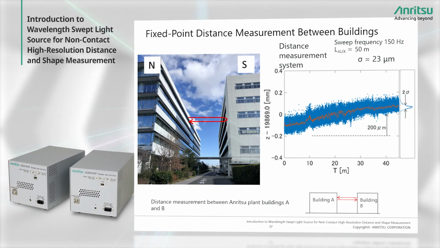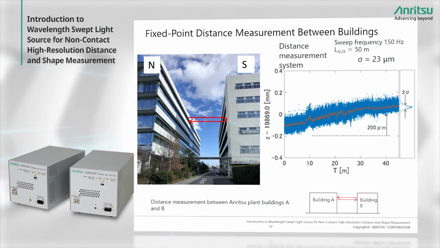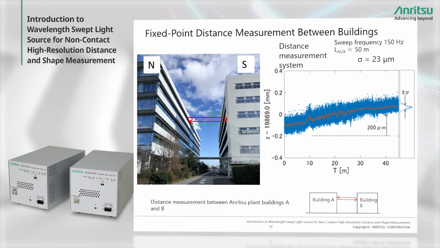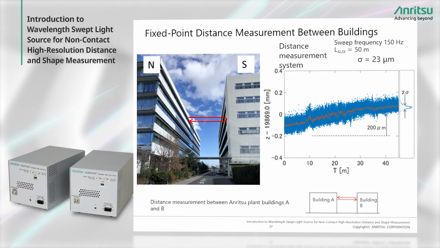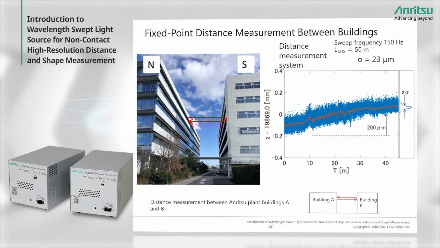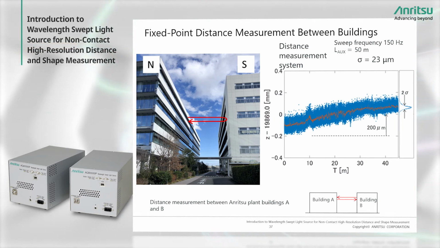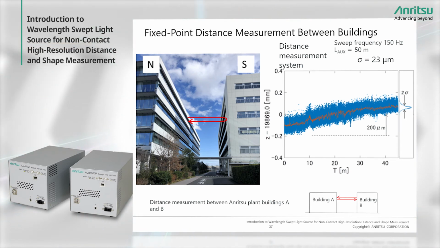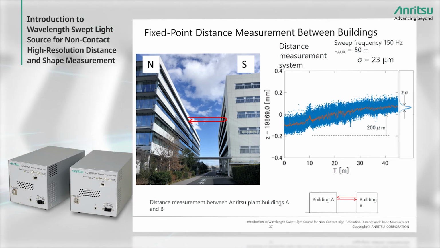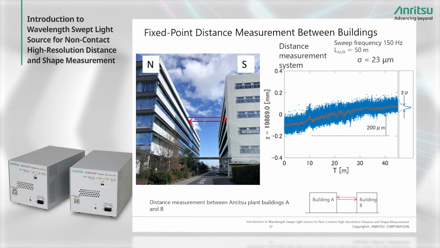This next slide shows an example of measuring the change in distance between two buildings, using the low-speed wavelength swept light source with a long coherence length. This OFDR system is placed in building N on the left, and the optical signal is returned by reflection from the wall of building S on the right to measure the distance between the two buildings.